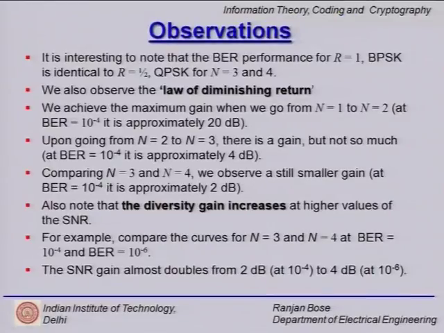Now, a couple of observations, we have made some of them earlier. It is interesting to know that the performance for rate r is equal to 1 BPSK is identical to rate half QPSK for n is equal to 3 and 4. That is why they were overlapping. This is interesting to note. Also, the law of diminishing return was observed, and as we go to higher and higher SNR, the diversity gain increases. This improvement we have seen earlier also. So, we can look at some numbers which are given here, which tell you that you get a better diversity gain at higher SNRs.